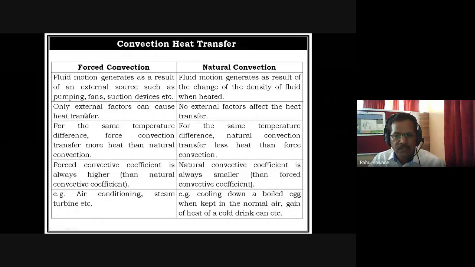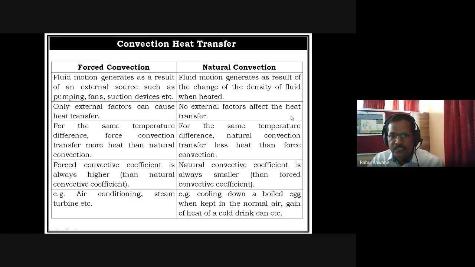So it means, suppose we are using a fan. So the heat transfer rate depends on the fan speed. So the external means or external factor actually affects the rate of heat transfer. No external factor affects the heat transfer in natural convection, because it is by natural means. So it is only due to the density difference.